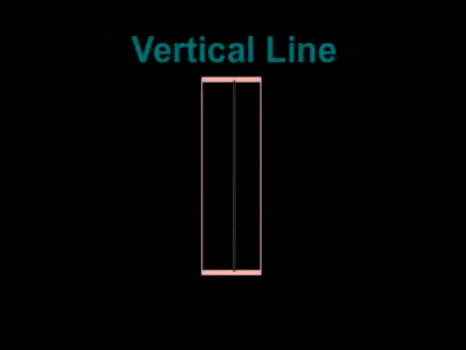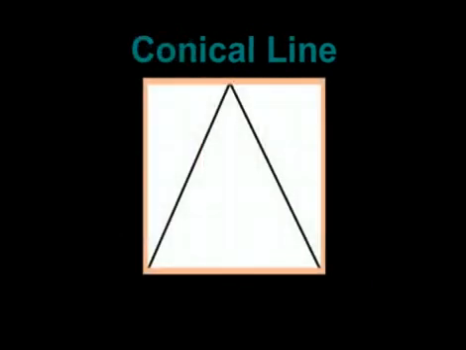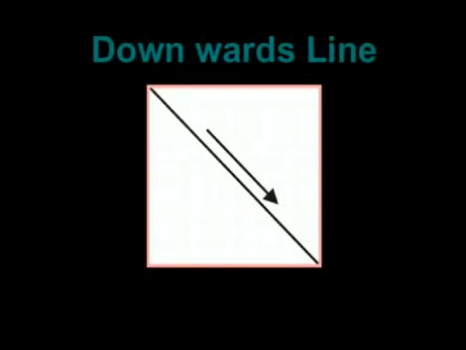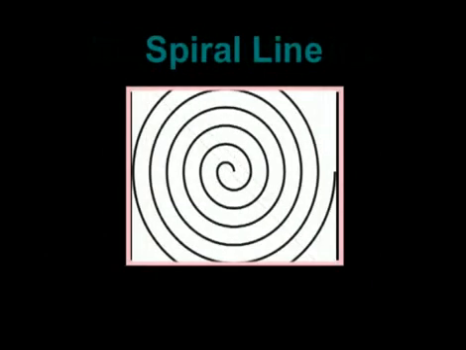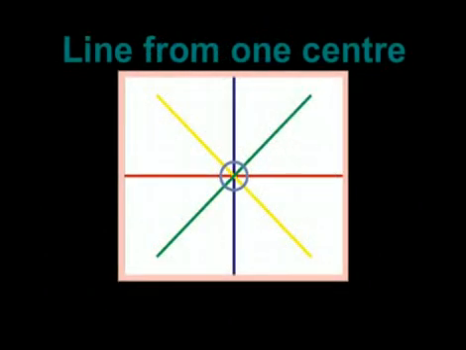Lines and direction. Horizontal lines show rest and peace. Vertical lines show power, balance, determination, honesty, truth and hardness. Conical lines show speed, fast and fight. Downward lines show peace and surrender. Spiral lines show rhythmic speed or rhythm in drawing. Lines which come from one center or point show the effect of concentration, power and expansion.